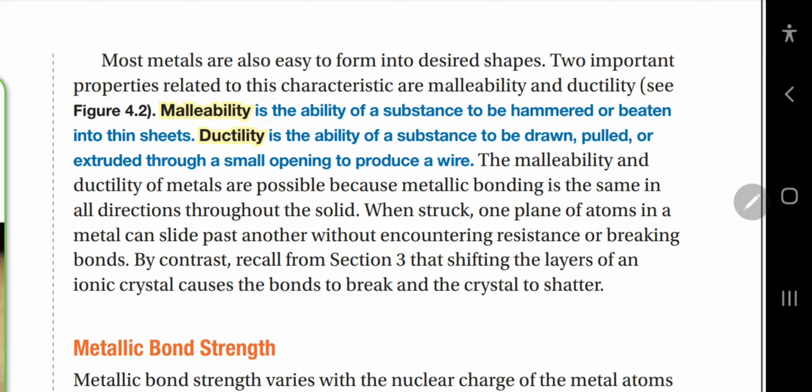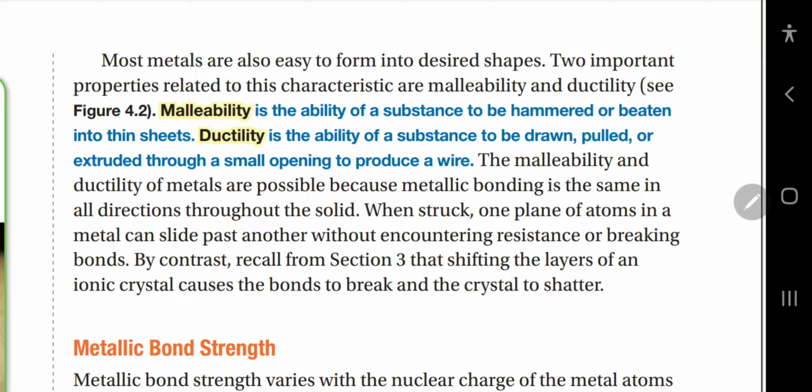Same thing also with malleability. We talked previously about malleability, and we knew that malleability is the ability of a substance to be hammered or beaten into thin sheets. And ductility is the ability of a substance to be drawn, pulled, or extruded through a small opening to produce wires.